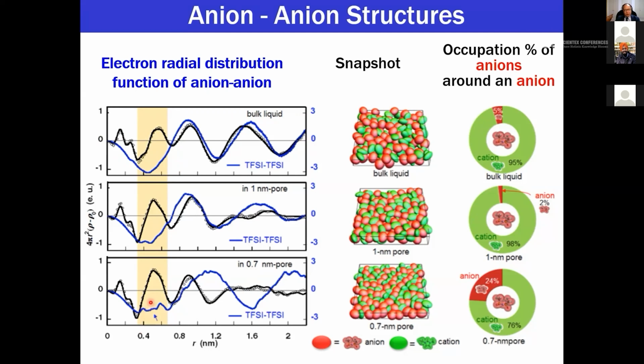Then we evaluated the occupation of these parts by cations. The cation occupation in 0.7 nanometer pores is only 76%. On the other hand, anions can occupy 24%. Why? Anions should repel each other.